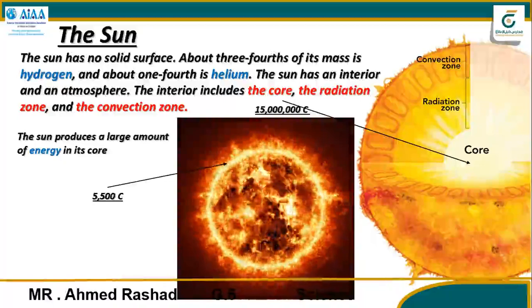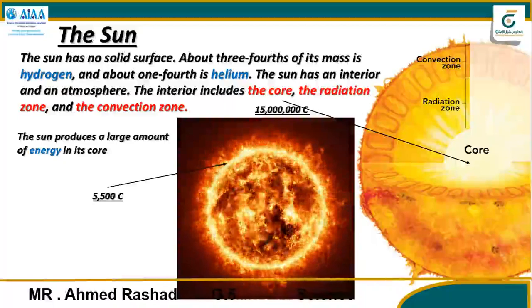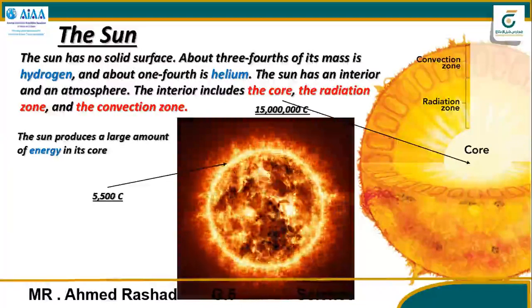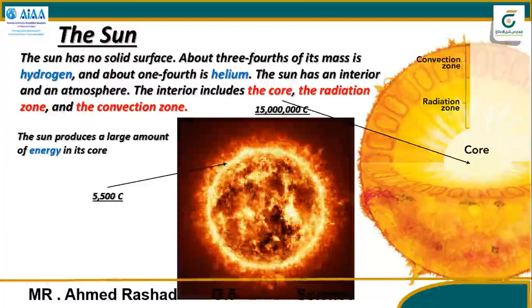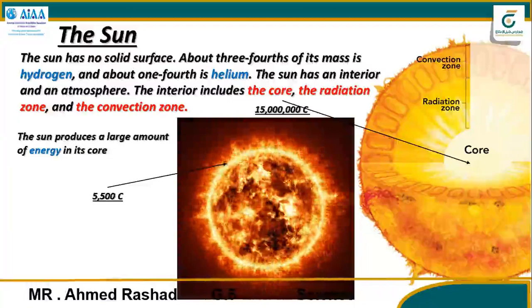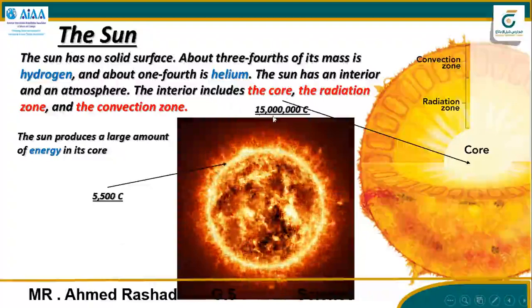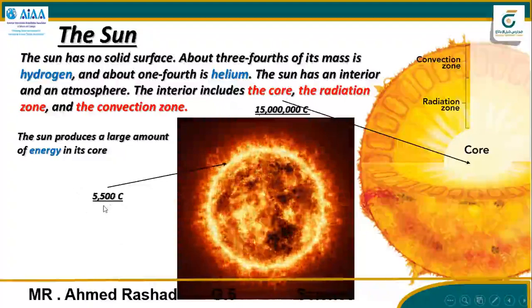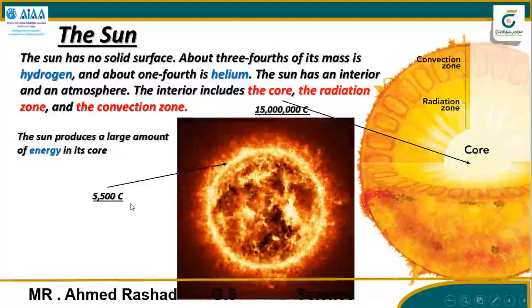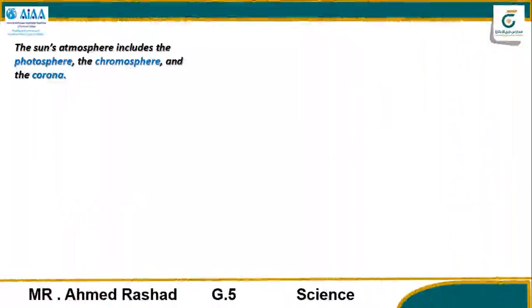So again, all of you should now know the meaning of the Sun and the Sun's surface, how the Sun gives energy and light, and the temperature of the core of the Sun, or the center of the Sun called the core, and the surface of the Sun. The core is 15 million Celsius and the surface of the Sun is 5,500 Celsius.